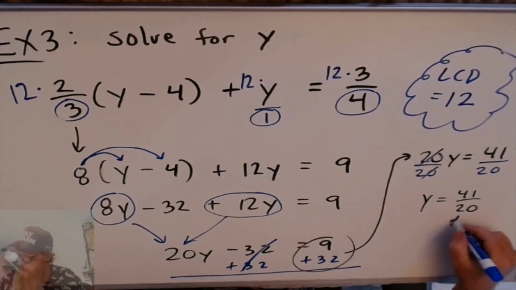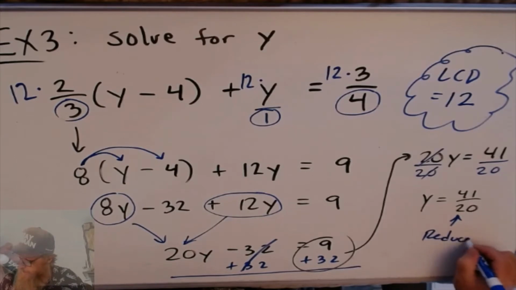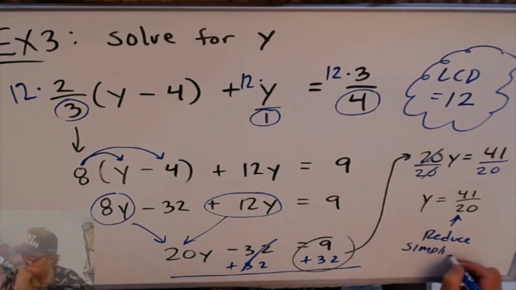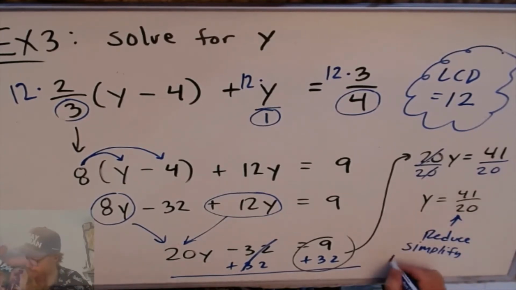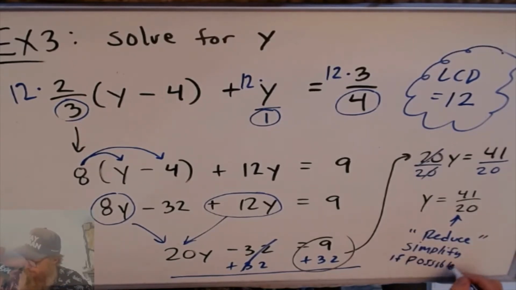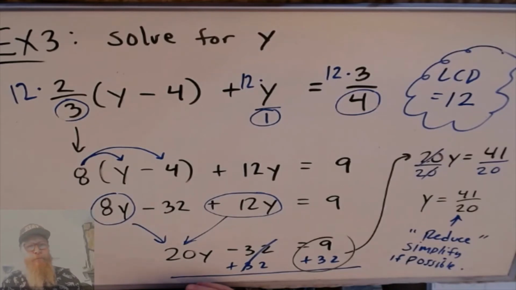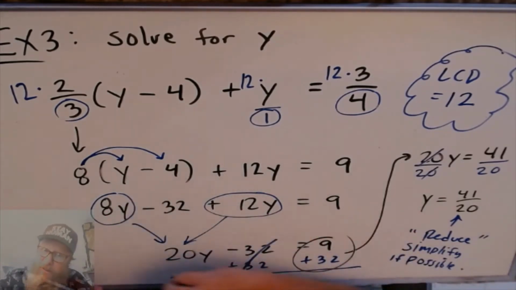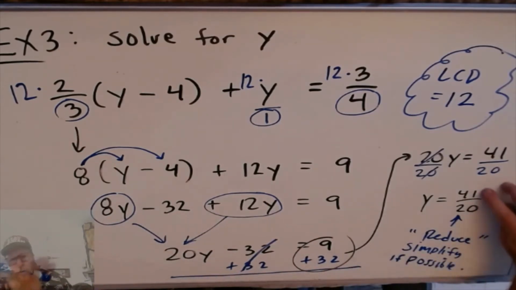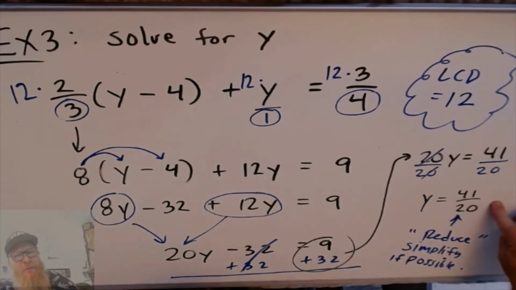Reduce this if possible. Another word for reducing is simplifying, if possible. Notice I'm not doing it because it's not possible, but your example could be possible. For example, if it was 40 divided by 20, yeah, that would be reducible. Even 42 divided by 20 would have been reducible.